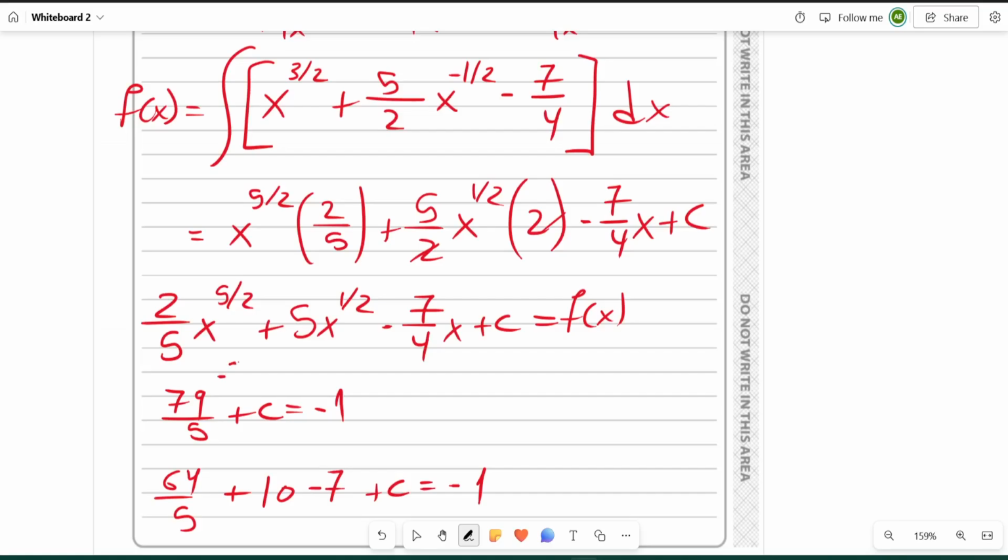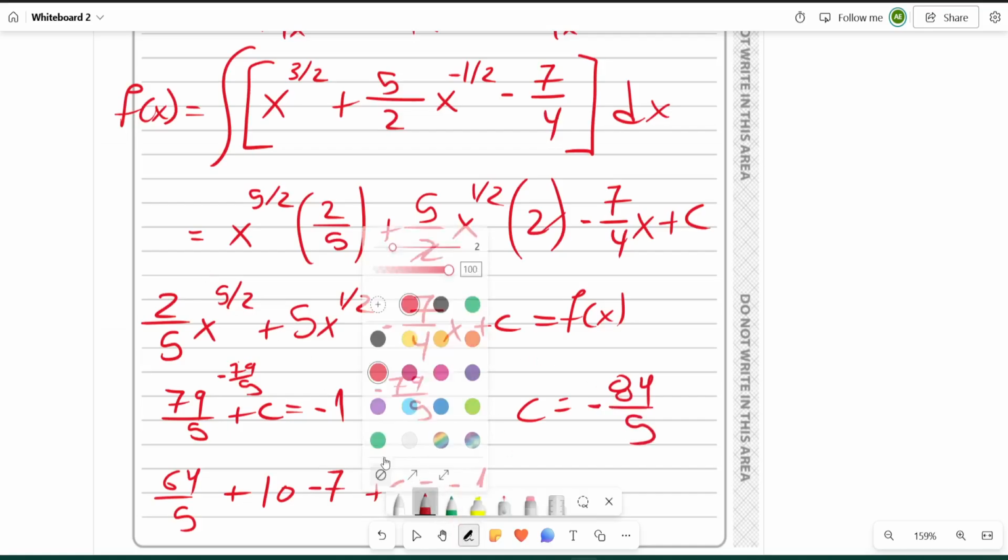I'm going to subtract 79 over 5 from both sides. So that's going to give me a c value of negative 1 minus 79 over 5. That is a c value of minus 84 over 5. So that is my c.